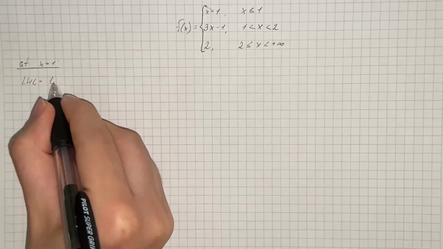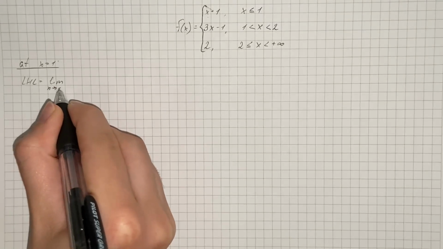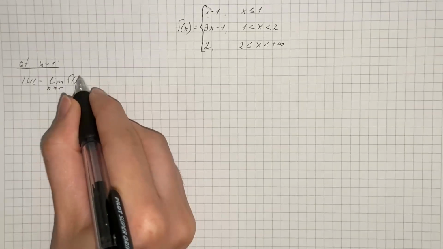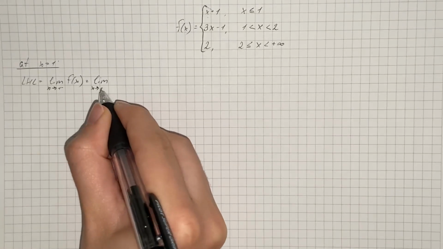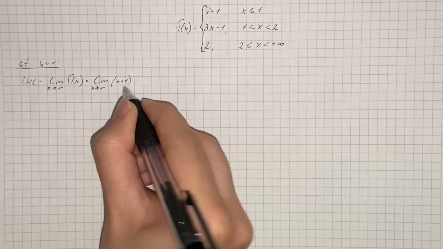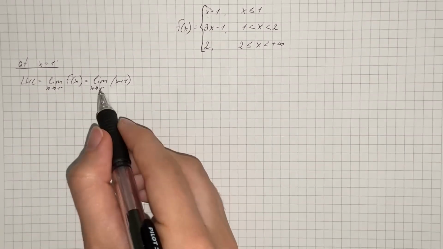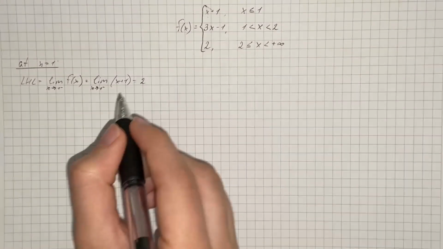At first we're going to find the left-hand limit. That's going to be the limit as x approaches 1 minus of f of x. And at this point our function equals x plus 1. Therefore, when we substitute x by 1, we get 1 plus 1, which is 2.